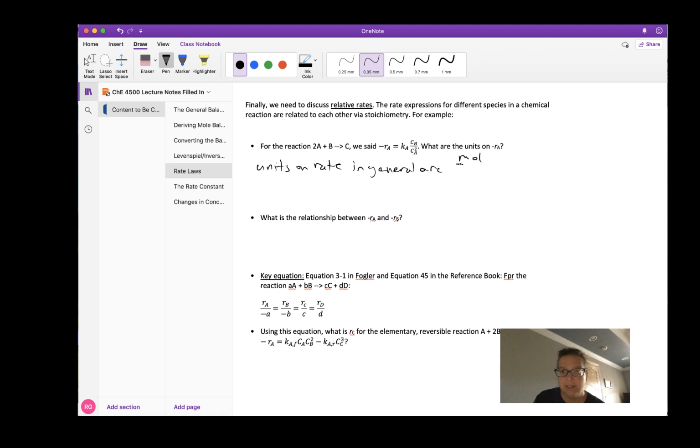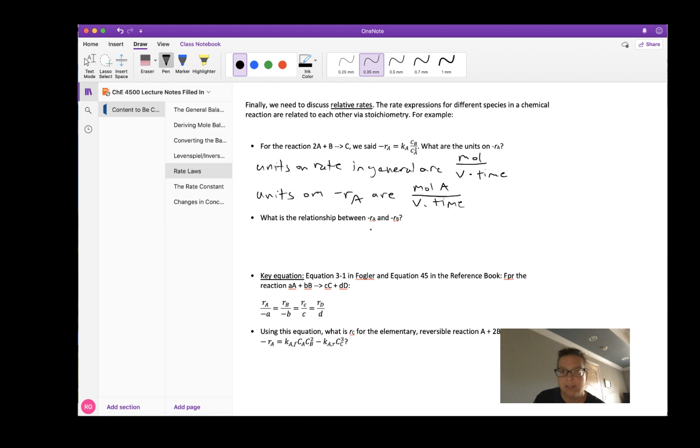moles per volume per time. If I'm writing a rate in terms of species A, that means moles of A per volume per time. And if I wanted to get really specific, since this is a negative RA, it would be moles of A consumed per volume per time.